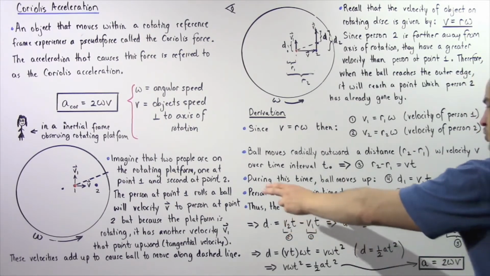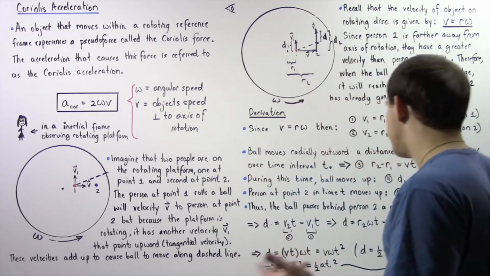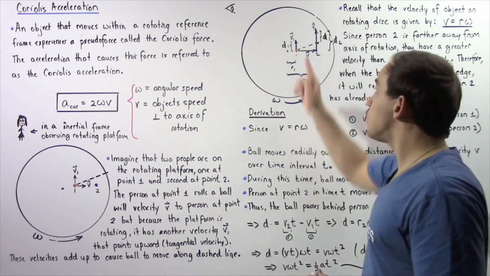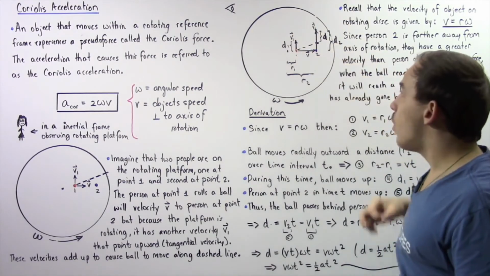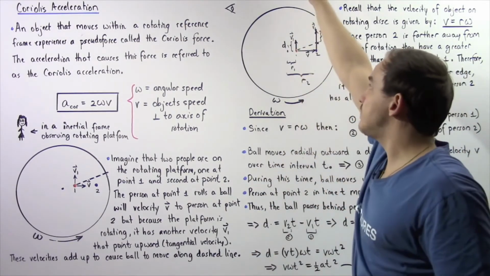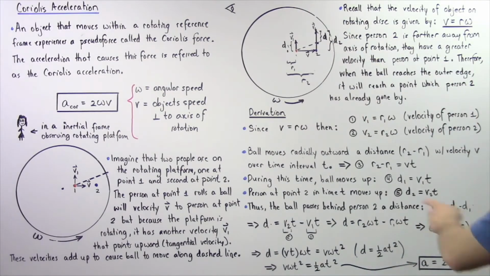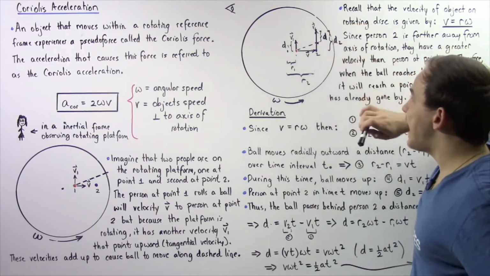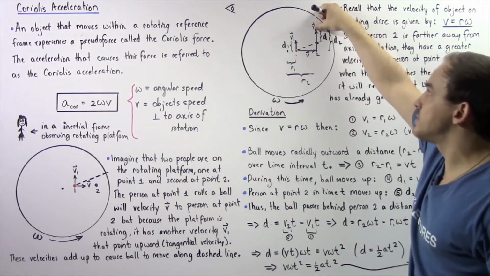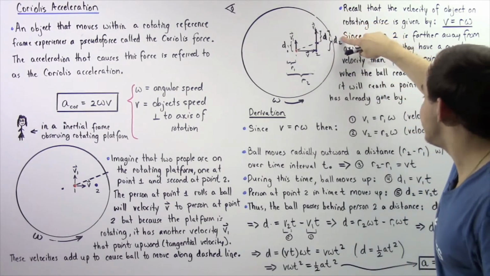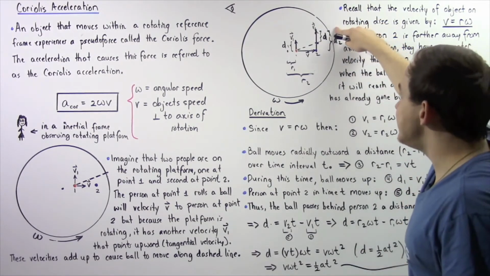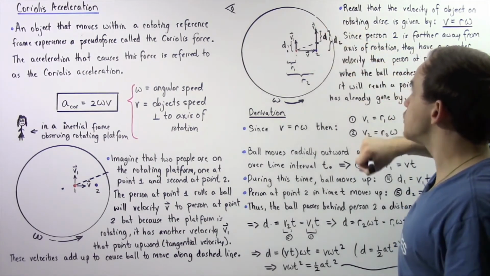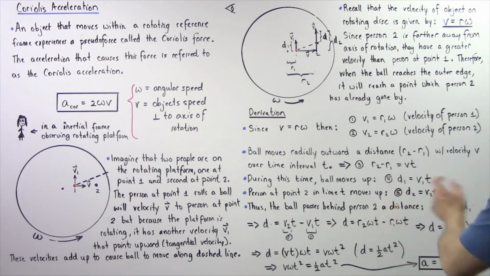Now let's move on. During this same time interval of t seconds, the ball moves an upward distance of d1, and d1 is equal to the velocity along that same direction, v1, multiplied by t. So equation 4 is d1 is equal to v1 multiplied by t. What about person 2? Person 2 began at position 2 and eventually reached this position here. This distance we said is given by d2. To find the distance d2, we multiply the velocity of that person, v2, by t. So that's equation 5: d2 is equal to v2 multiplied by t.